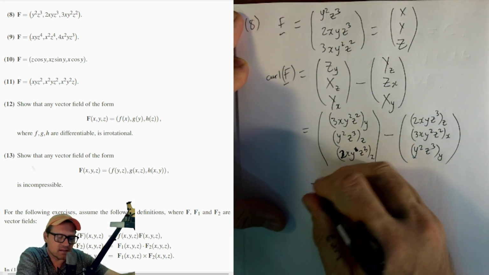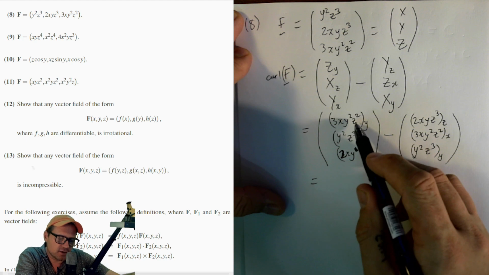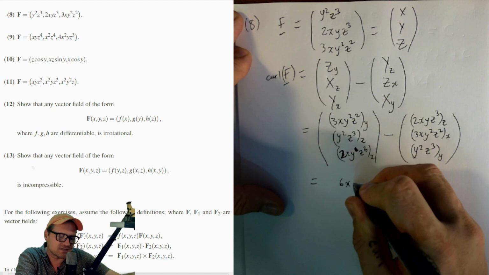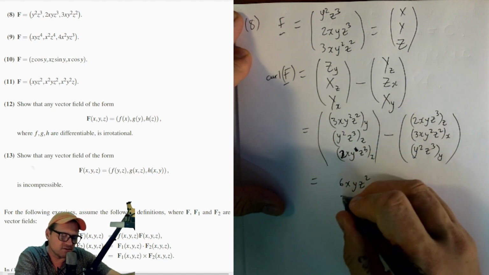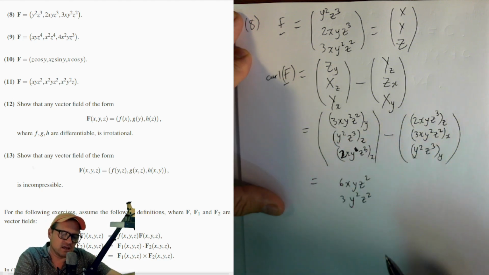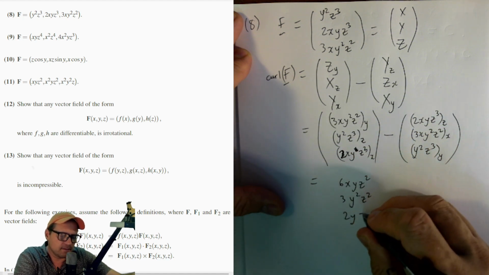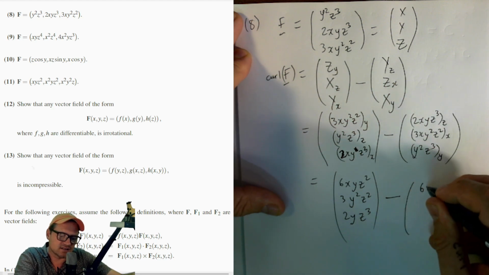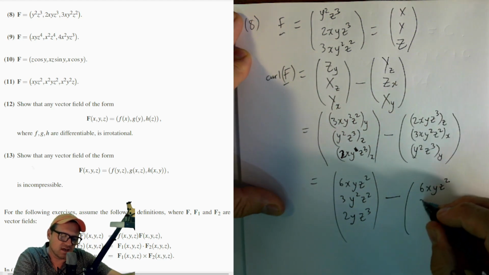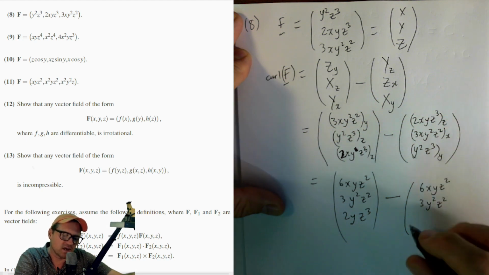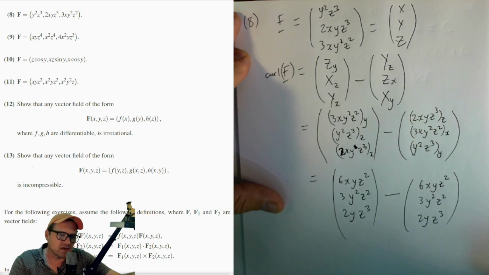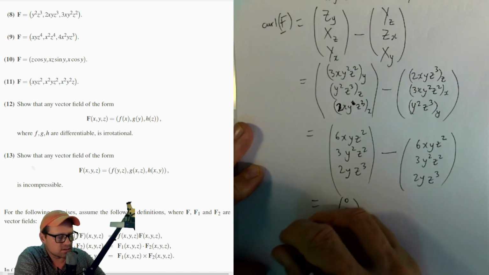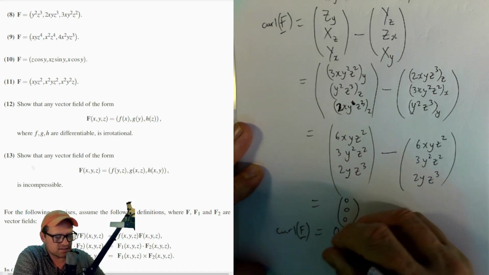So now I need to differentiate these. So we're differentiating this function with respect to y. So the derivative of y squared with respect to y is 2y. 3 times 2 is 6. So 6xy z squared. Down here we have 3y squared z squared. Here we have 2y z cubed. Okay, differentiating this function with respect to z partially gives 6xy z squared. Then we have 3y squared z squared. Then we have 2y z cubed. Okay, now each of these are the same. So subtracting gives the 0 vector. And so we learn then that curl F is the 0 vector.